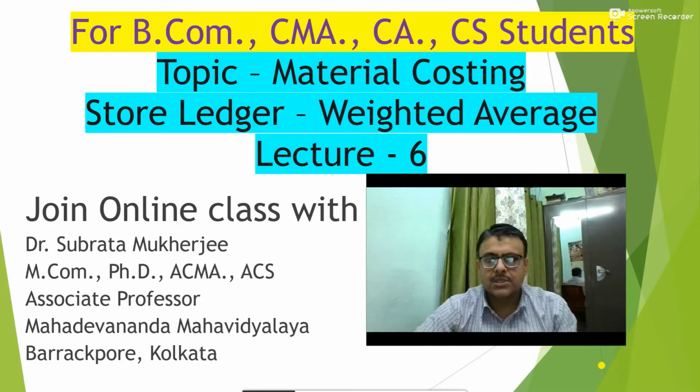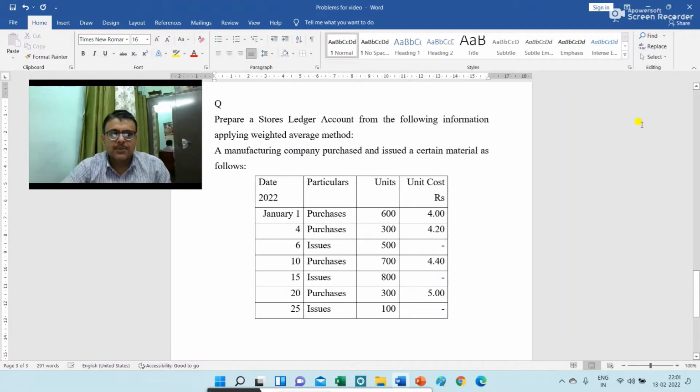Today I am going to discuss how to prepare a store ledger under weighted average method. Prepare a store's ledger account from the following information applying weighted average method. A manufacturing company purchased and issued a certain material as follows.